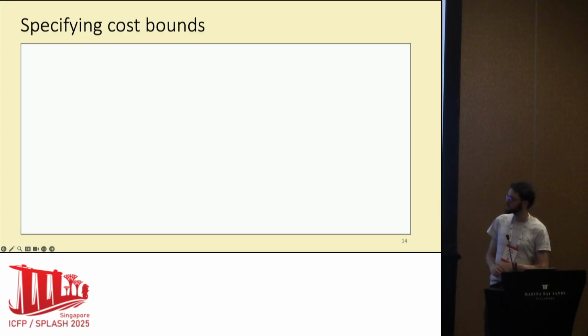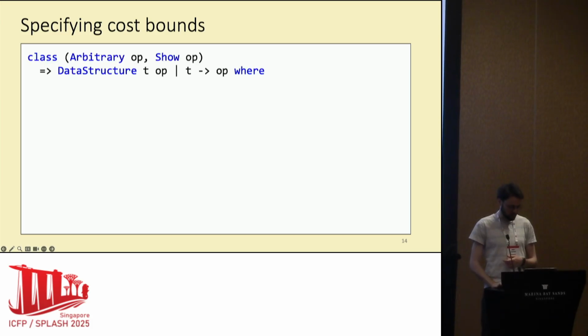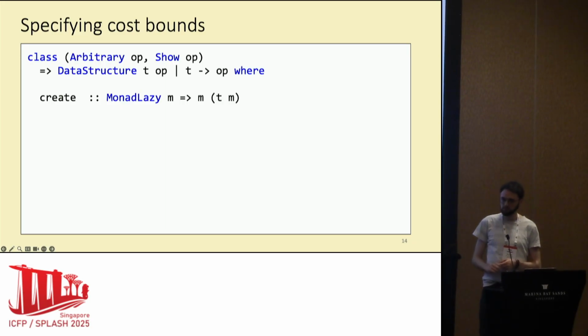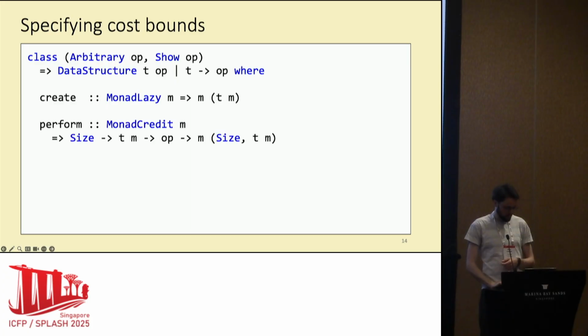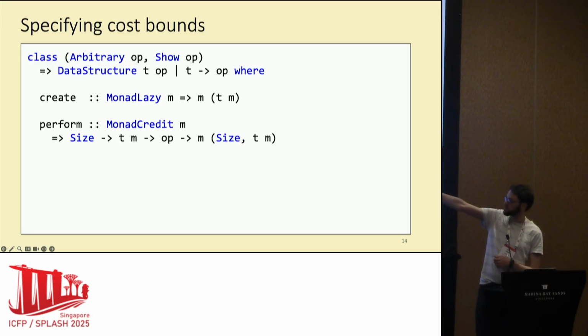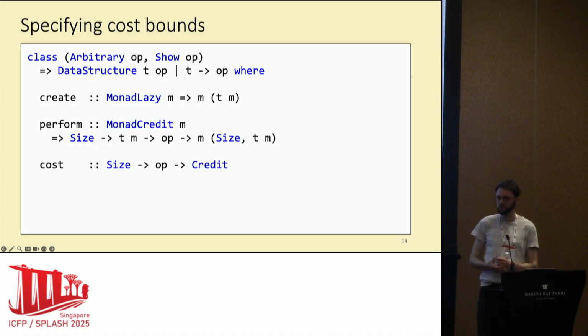And so the first thing I need to do is specify the cost bound, so I need to specify how many credits it should even have. For this, I'll have a class called DataStructure. You can create a data structure, potentially using some laziness. You can also perform an operation on it. So if you have a size for the data structure, an instance, and an operation, you need to specify what happens once you perform this operation on the data structure. And given a size and operation, you can specify what the cost should be. So how many credits do you need to actually perform this?